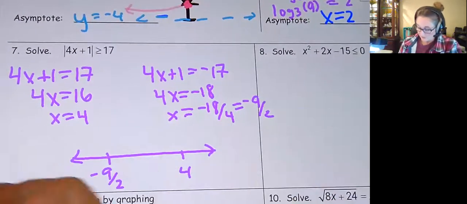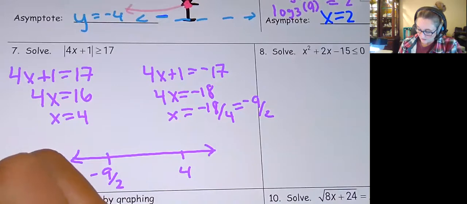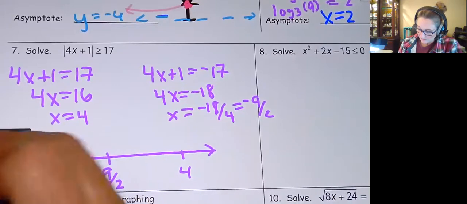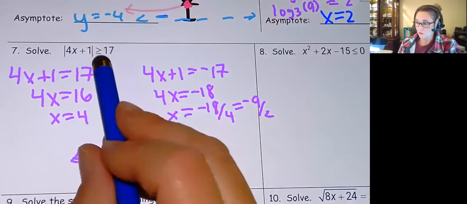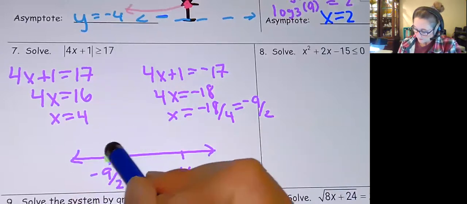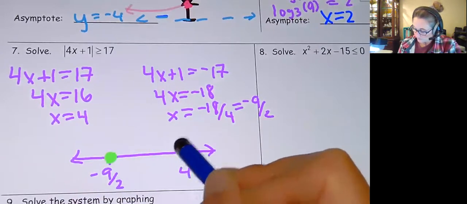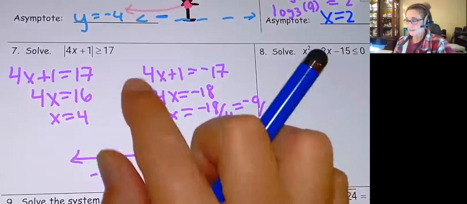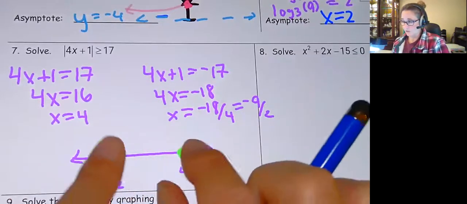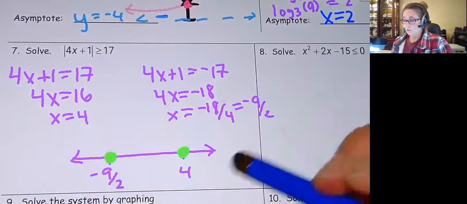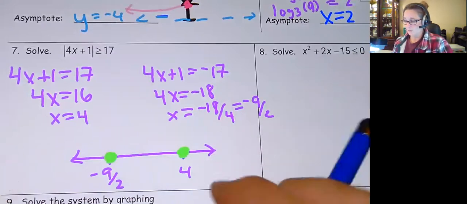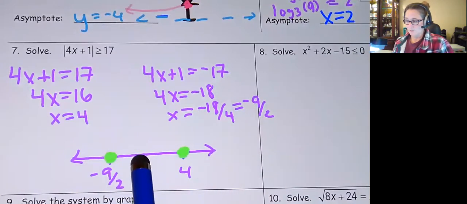So I now need to look at my original problem, and I need to decide if this is something that has an open circle or a closed circle. Because of the equal, these are going to be closed. Okay, these are going to be closed. Then I need to decide, do I shade in between or do I shade out? So you can test a point, a number. So 0 is a nice number to test.